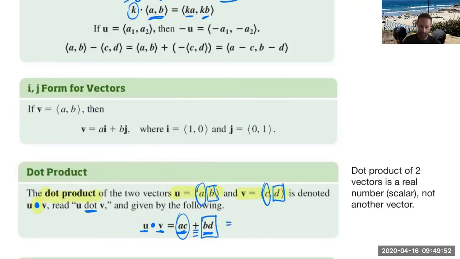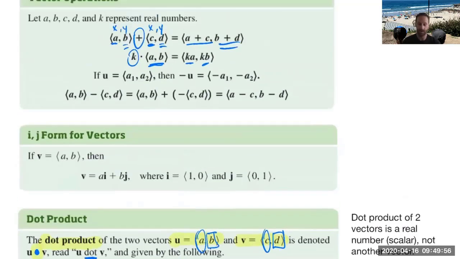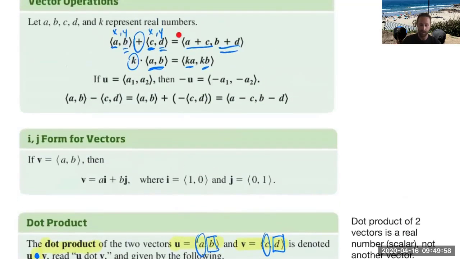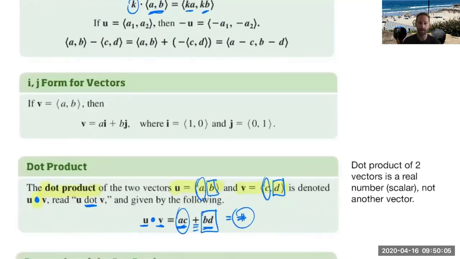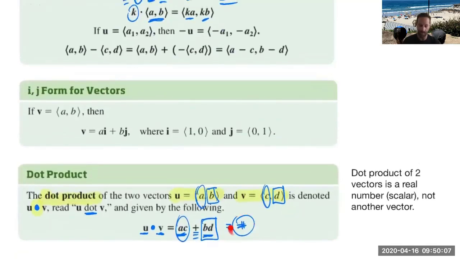to get some number. So that's different than all the stuff that we went over up here, because as you notice, all of these left us with vectors. But the dot product actually yields a number, which, if you remember, we called a scalar. Okay, so it does not yield another vector, but a real number called a scalar. So that is the difference between the dot product and multiplication.